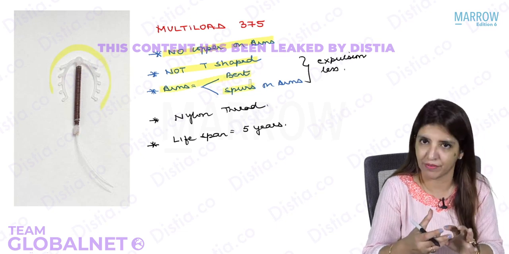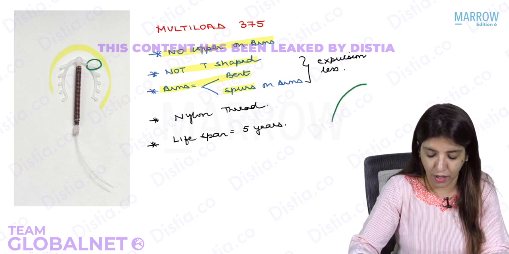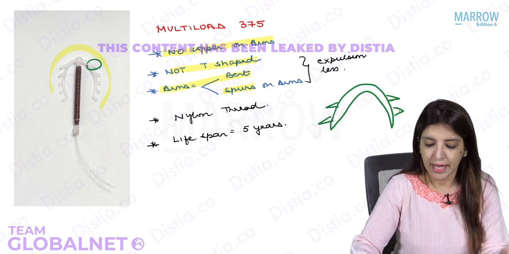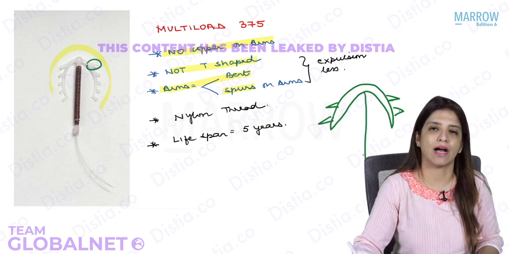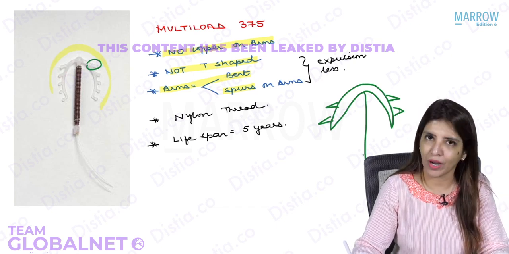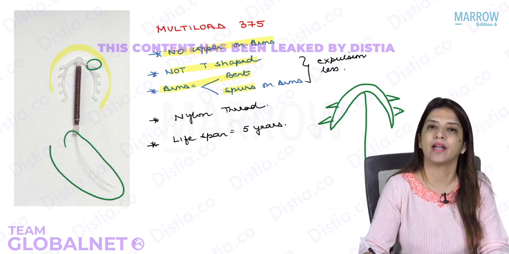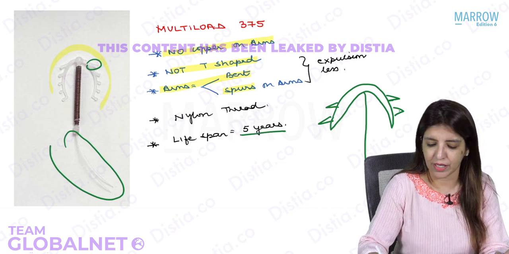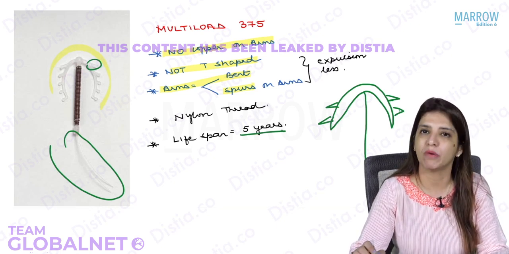It is an umbrella-shaped device, and it has these spurs, right? So, if you have to draw a multi-load device, this is how you have to draw it. You have to make spurs. Now, the arms which are bent and the spurs which are present on the arms are there so that expulsion of this device is less, right? And it has a nylon thread. This thread which is present over here is a nylon monofilament thread, and the lifespan of multi-load 375 is 5 years. Right? So these are the important points which you have to remember about multi-load.